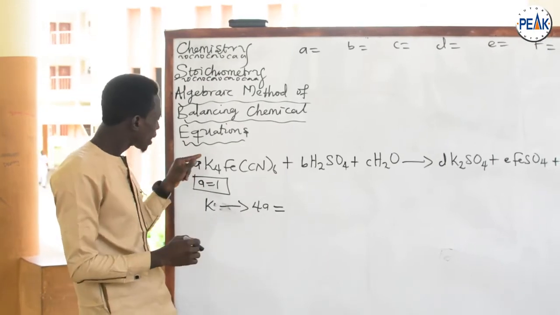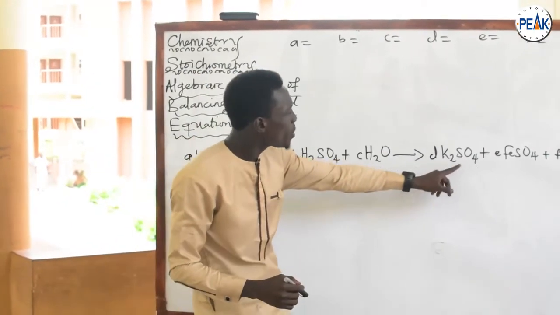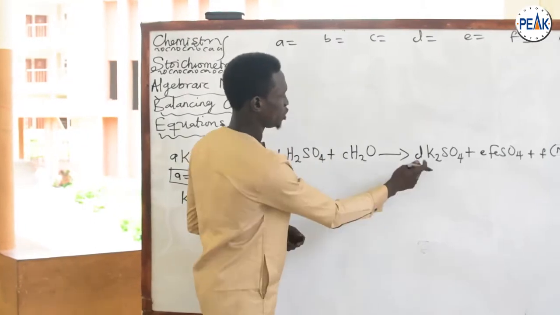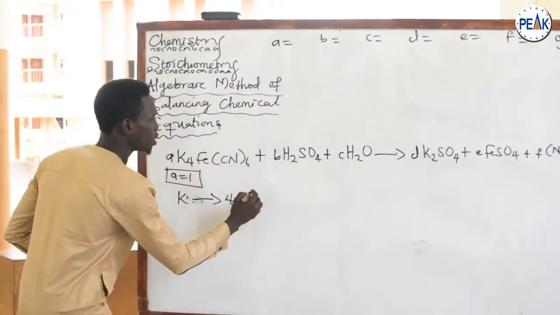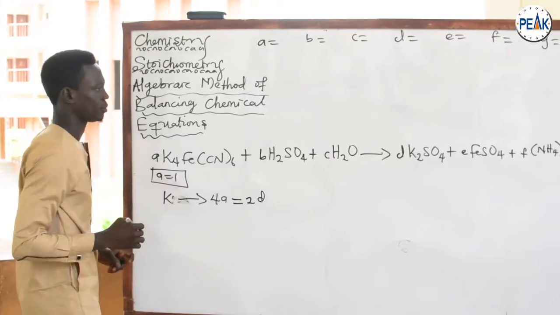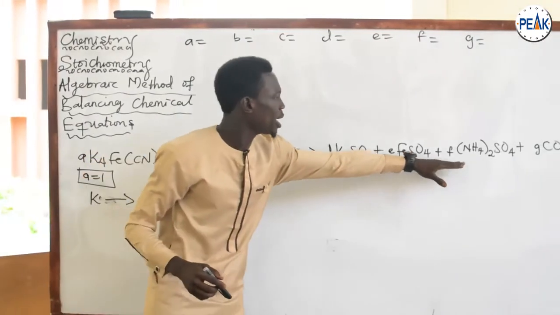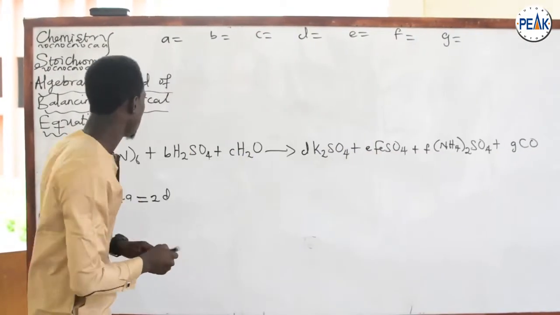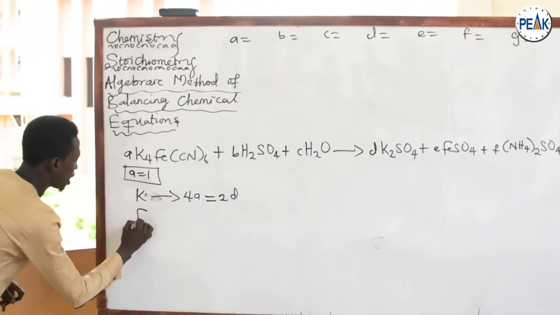Now, for K to be balanced, it has to be equal to what? How many moles of K do I have on the product side? 2D, which means that K must be equal to 2D. That is for K. I do not have K anywhere else on the product side. Let's pick the next element, Fe, iron.